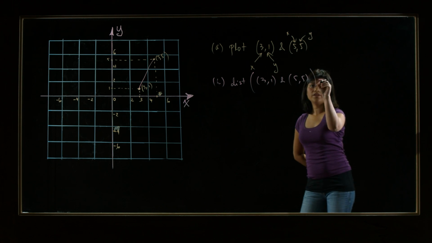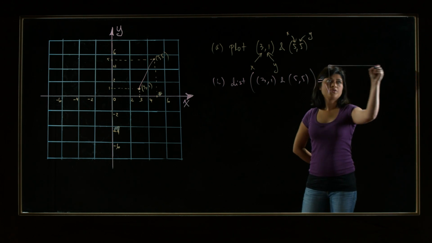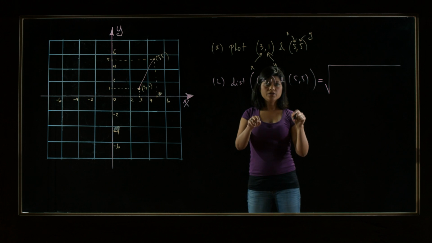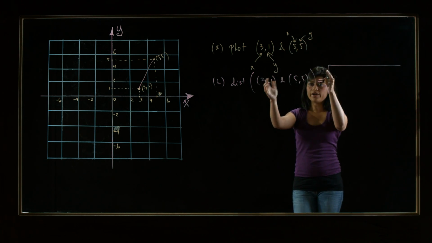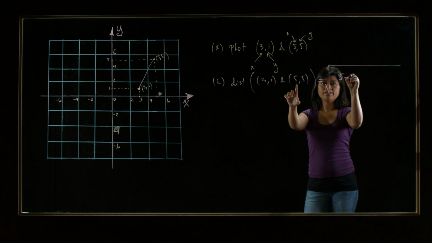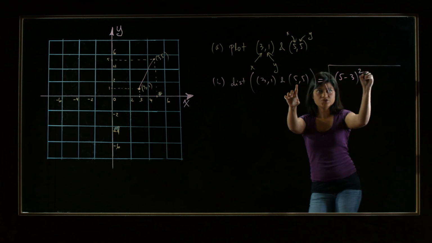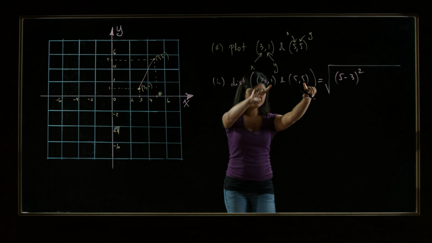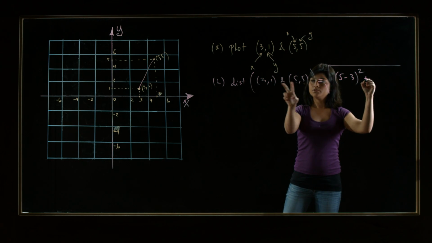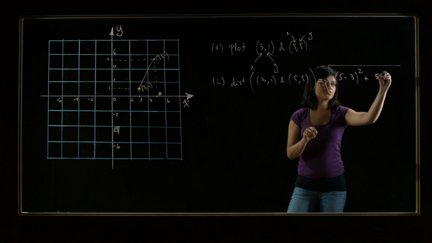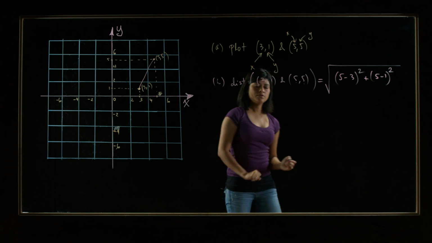The distance formula is the square root of, you have to take the difference of the two x coordinates and square them. So it's 5 minus 3, difference of the two, and square. And then you have to take the difference of the two y and then square it also, and then add the 2. So add 5 minus 1 squared.